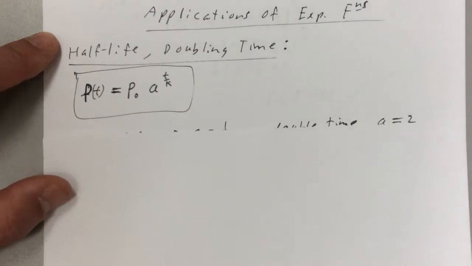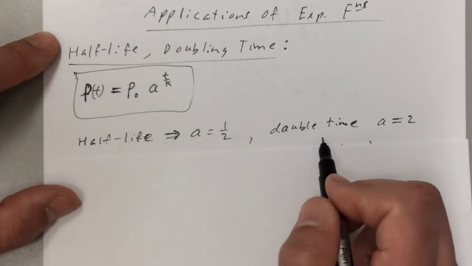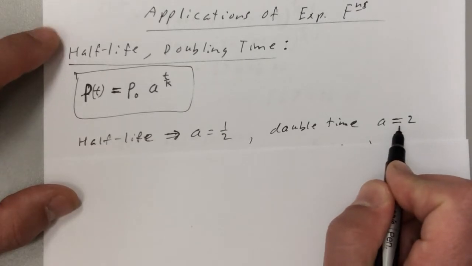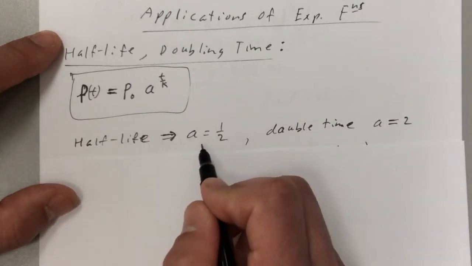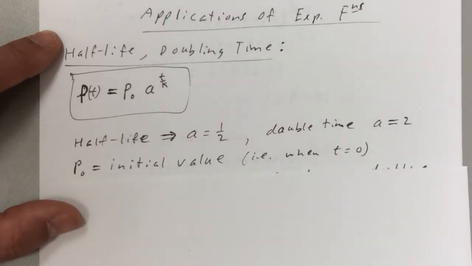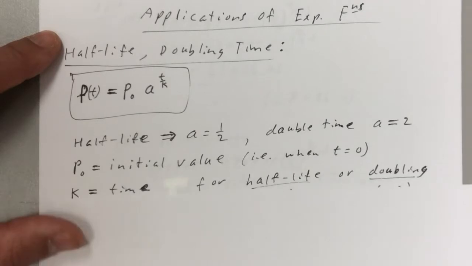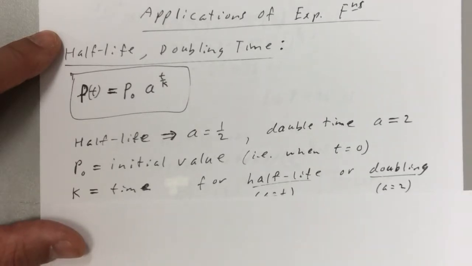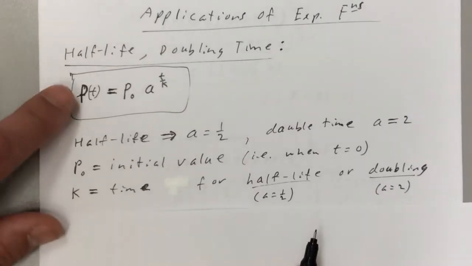To define all this: for half-life, a is 1/2. For doubling time, a would be 2. So doubling means multiplying by 2, halving means multiplying by half. P0 is the initial value when t equals 0, and k equals the time for half-life or doubling of whatever it is.